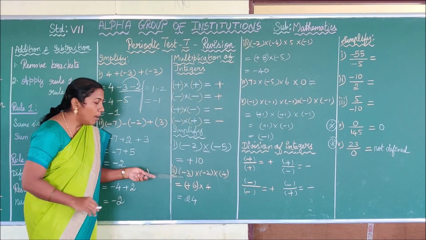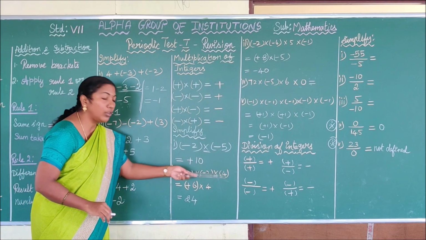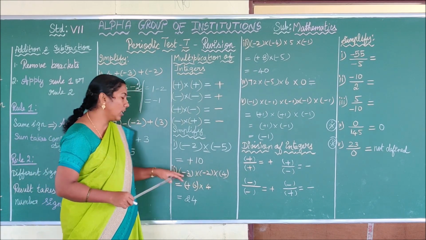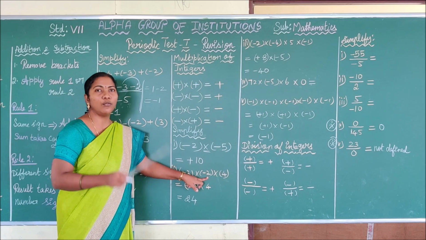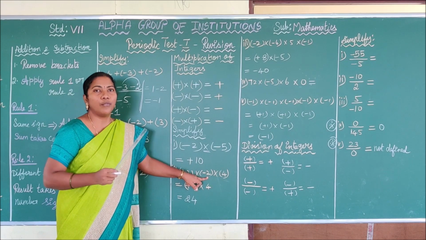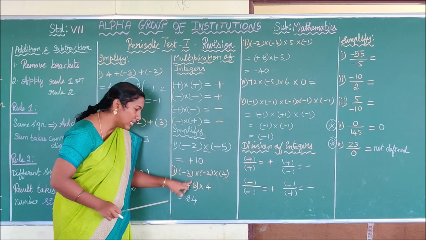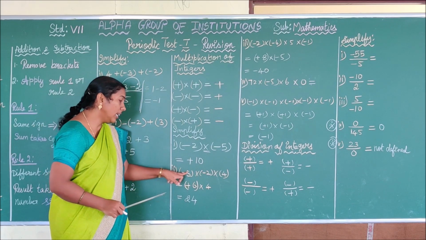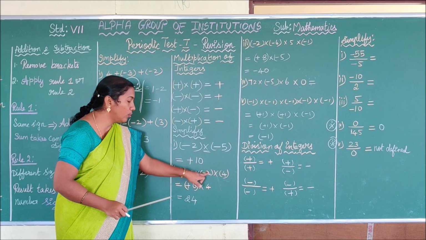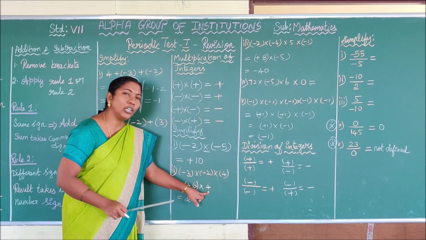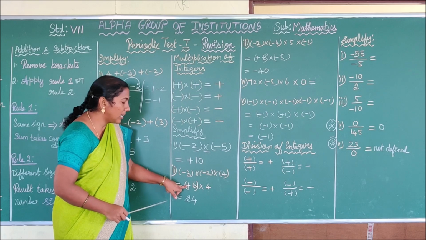See the next one. Minus 3 into minus 2 into 4. Here in the question we have 3 integers. First I am choosing the first two integers. Before multiplying the given two integers, first step you have to multiply the symbol. So minus into minus, plus. Next multiply the values. 3 into 2, your answer is 6. Next, write the third integer, 4. See here your answer is plus 6.